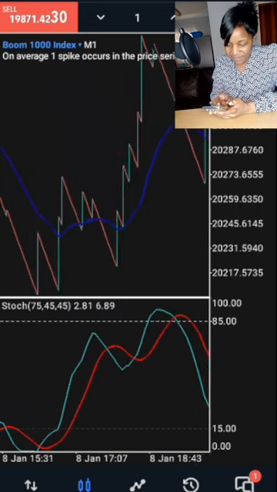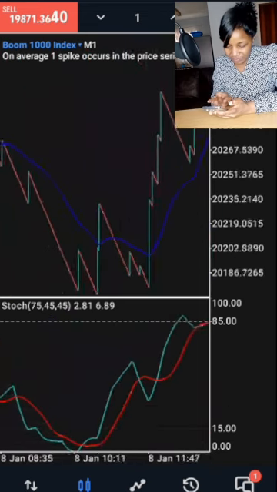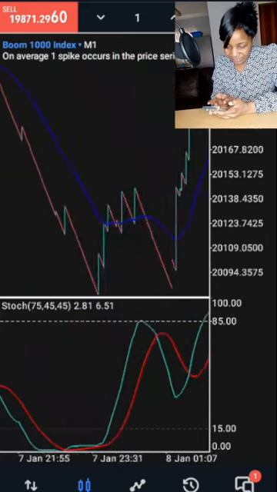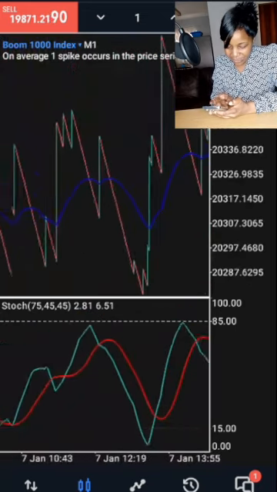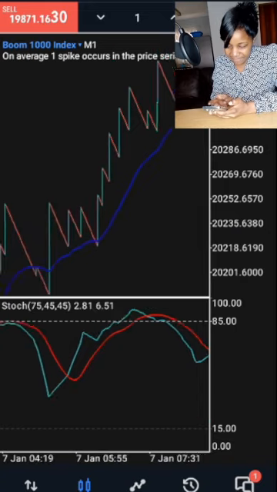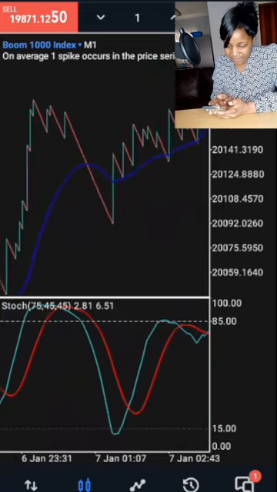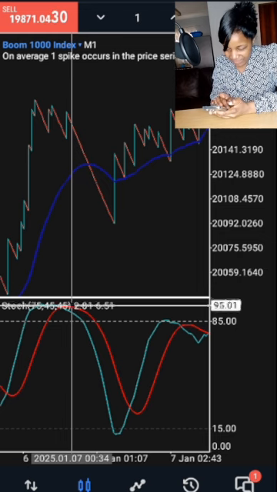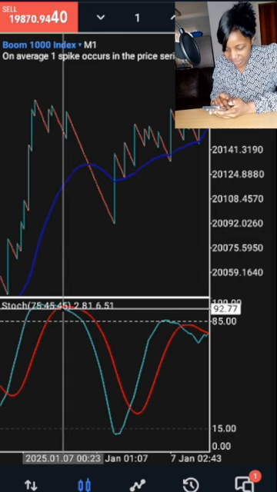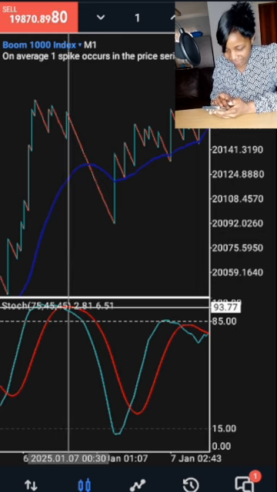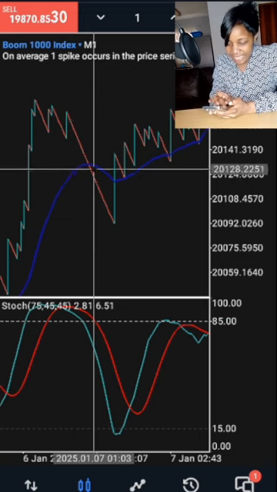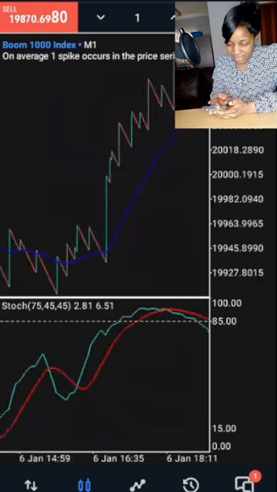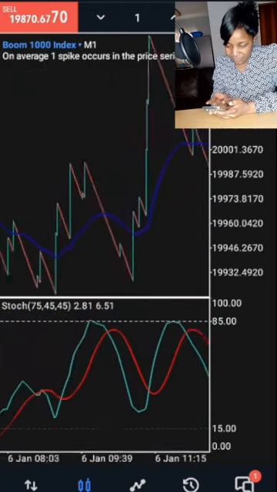Let's look for another perfect entry in Boom 1000. In Boom 1000, we need the crossing to occur above level 85, and we need confirmation from the main chart as well. Let's look at this one. This is another perfect entry. There is the crossing of the red and green line. Here there's the crossing of the red and green line, and there's confirmation from our main chart. We execute our sell.